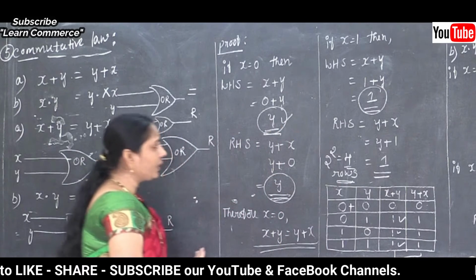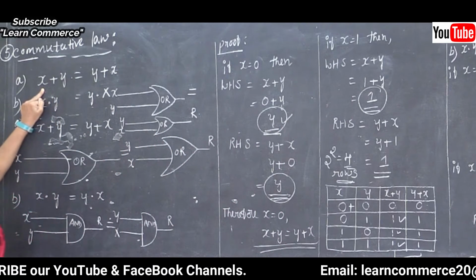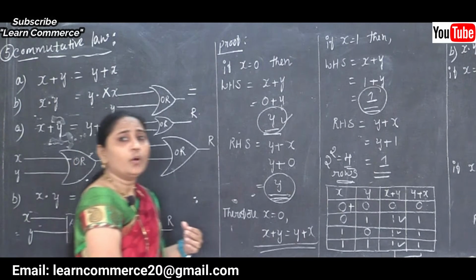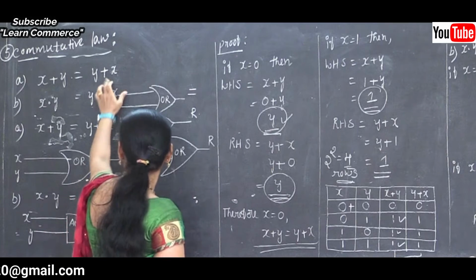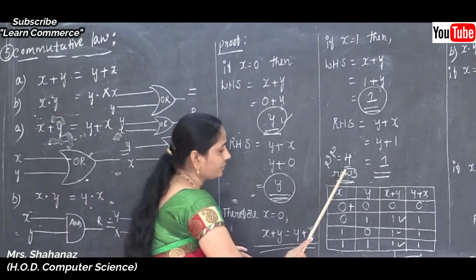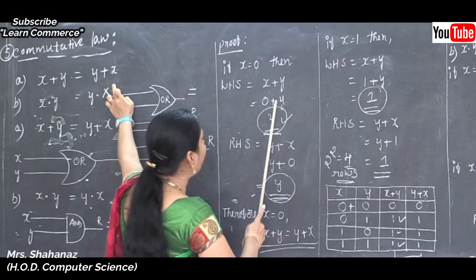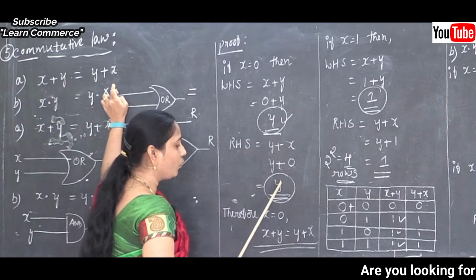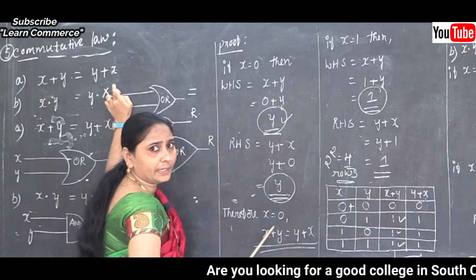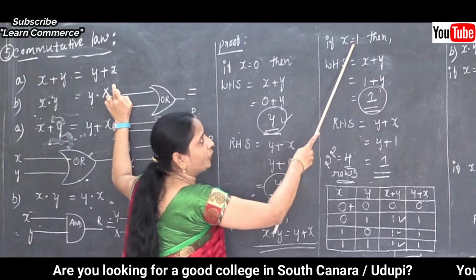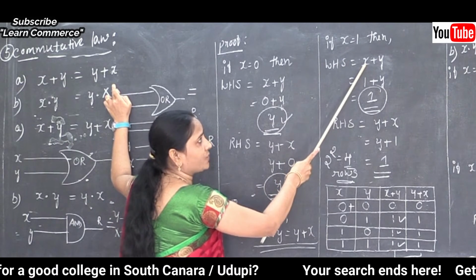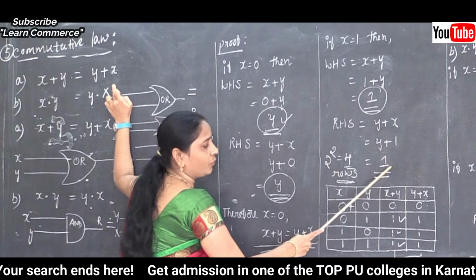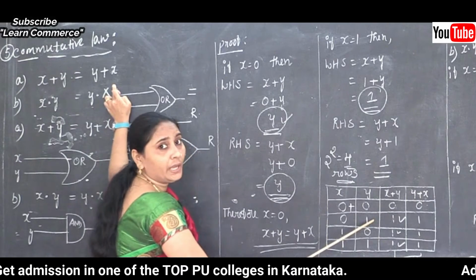Now after completing the first law of the commutative law, x plus y is equal to y plus x, in this case the x value is equal to 0, the result y plus x is y, and therefore we can say that it is proved. And maybe we take the x value equal to 1, the x plus y result is 1, the right hand side y plus x result is always 1, and it is completed by using the truth table.